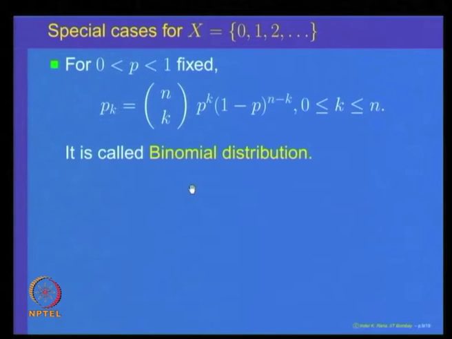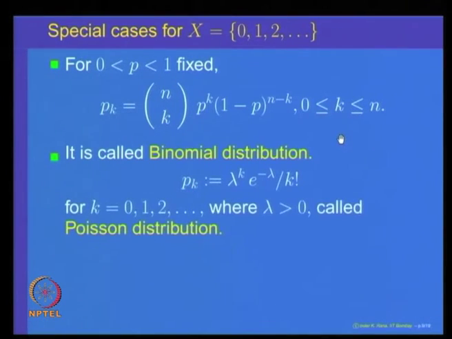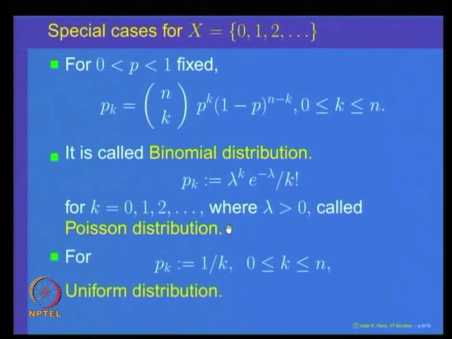Another special case of this discrete distribution, besides the binomial distribution, is called the Poisson distribution, which is characterized by the definition that p k is equal to lambda to the power k times e raised to the power minus lambda divided by k factorial. This is another important distribution in the theory of probability. And finally, when we take only a finite number of points 0, 1 up to n and p k is 1 over k, then each point is given the same mass 1 over k, and this is called the uniform distribution. So these are special cases of discrete probability distributions.